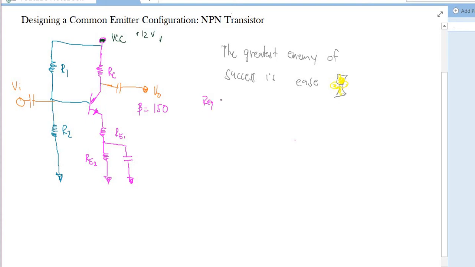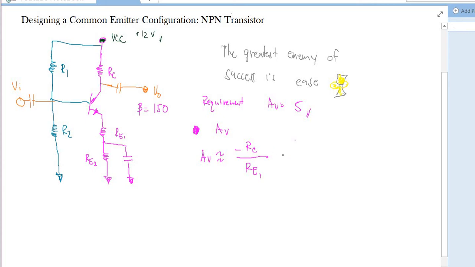The requirement is that we should have a voltage gain of 5. To begin, we'll prepare the formula for voltage gain. Voltage gain is approximately defined by the ratio of the resistor in the collector and RE1. And we have a negative sign because it produces an inverting output.